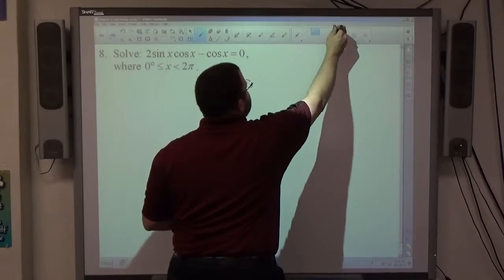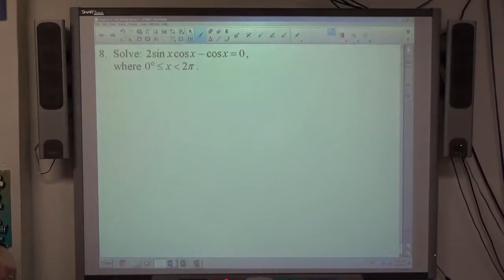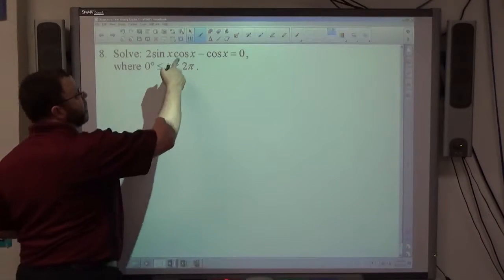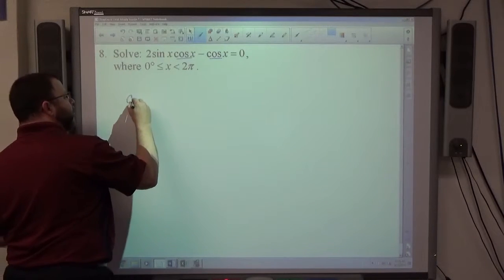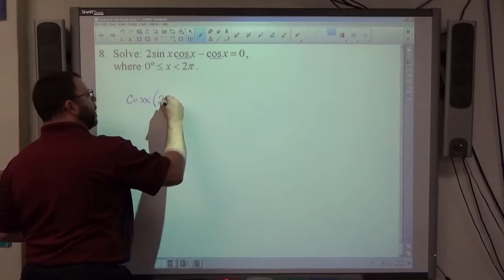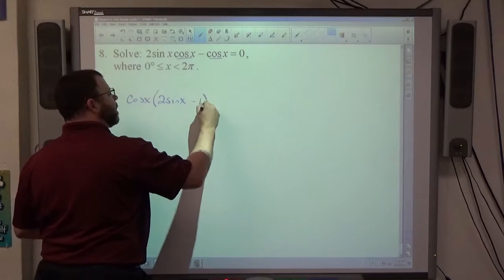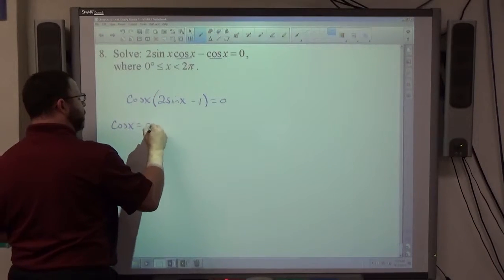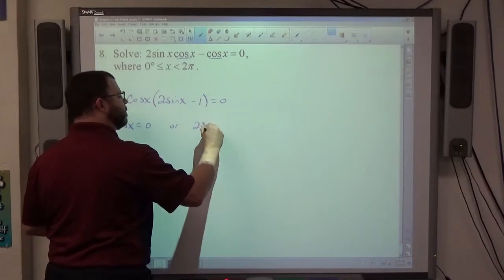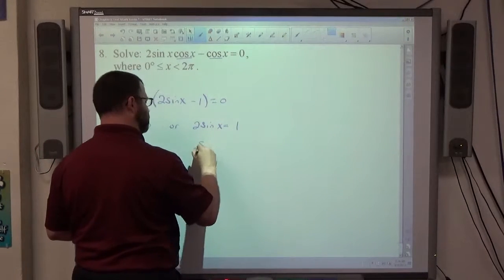Number 8. 2 sine of x cosine of x minus cosine of x equals 0. They want the answer between 0 and 2 pi. This one is just a basic factoring one. We got cosine in both expressions, so if I take a cosine of x out, I've got 2 sine of x minus 1 left. And that just means that cosine of x equals 0 or 2 sine of x minus 1 equals 0.